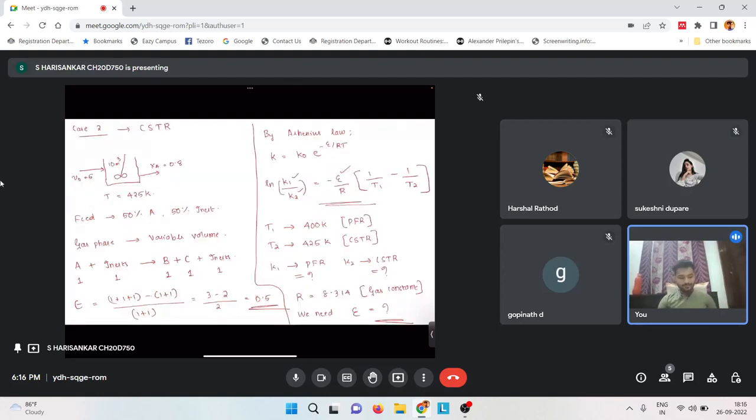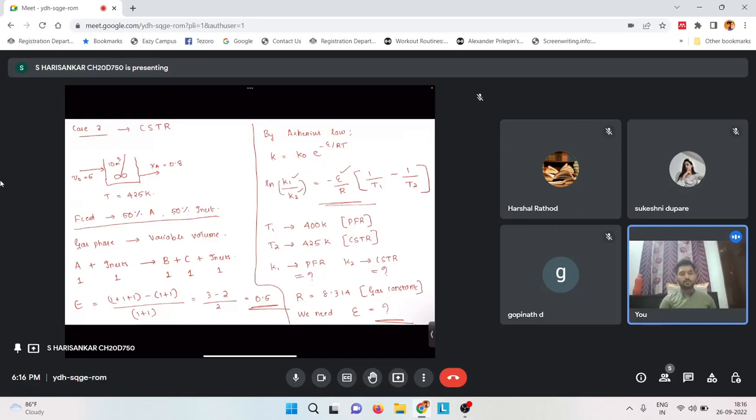So for CSTR, again they have given us the data, which is pretty much the same as in the case of PFR. The only difference is the operating condition, which is at 425 Kelvin. And the other difference is the feed. So the feed they have given as 50% A and 50% inert. Based on this, we need to find the epsilon with this difference in the feeding.